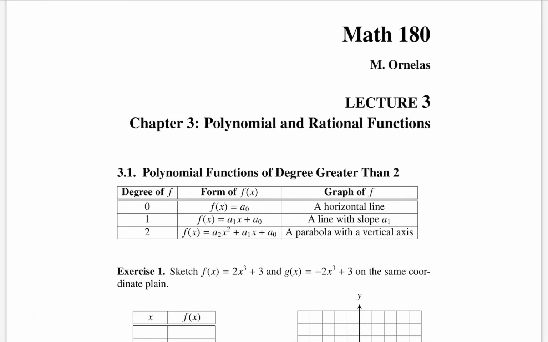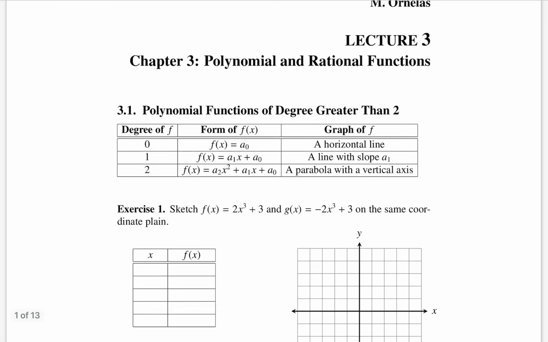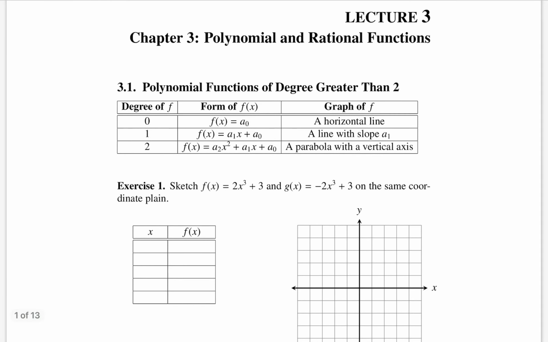Hi class, this section is on polynomial functions of degree greater than 2. So, right here we have a polynomial of degree 0. That means it's just equal to a constant, which is a horizontal line. When you have a polynomial of degree 1, that's going to look like a linear function, ax plus a sub 0, which is just a straight line with slope a sub 1.